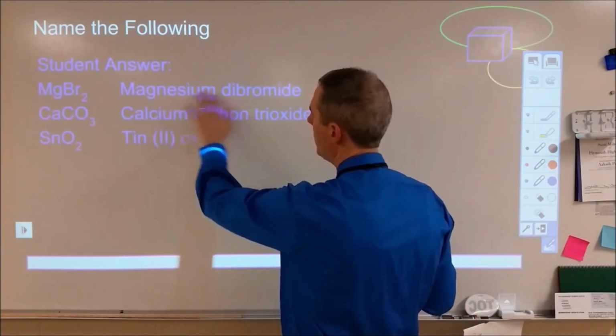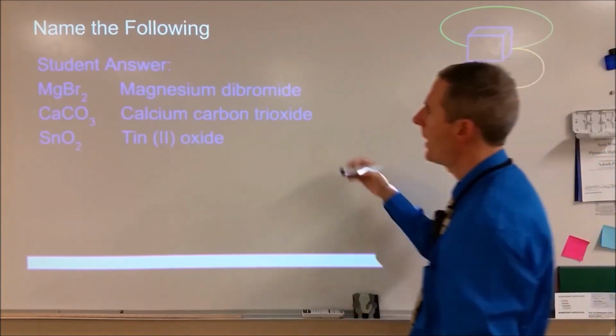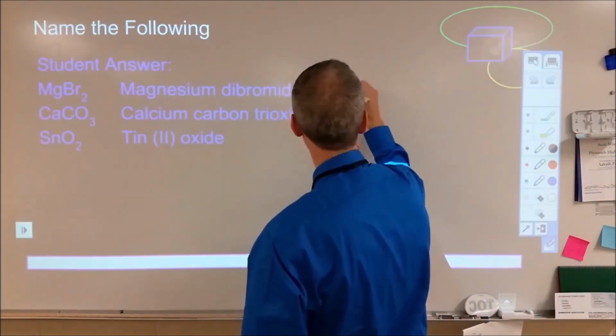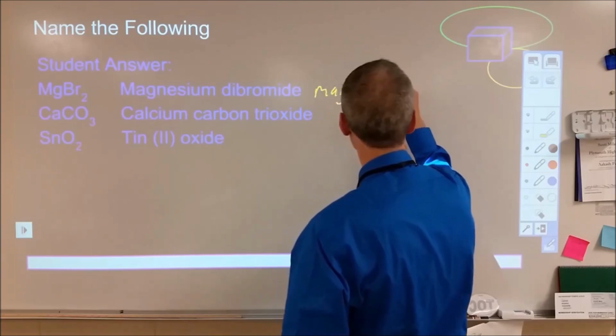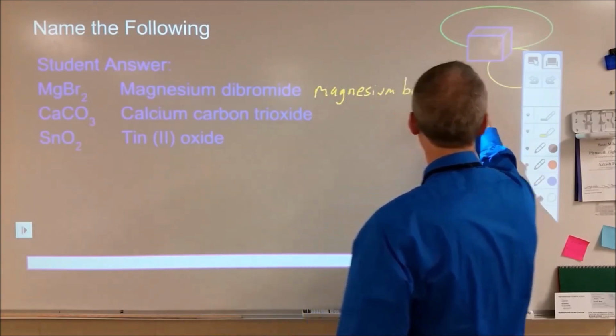In the first one we have MgBr2, and they've named it magnesium dibromide. So the actual name would just be magnesium bromide, but let's go through why that naming is different, why this is incorrect, and why that particular student is confused.